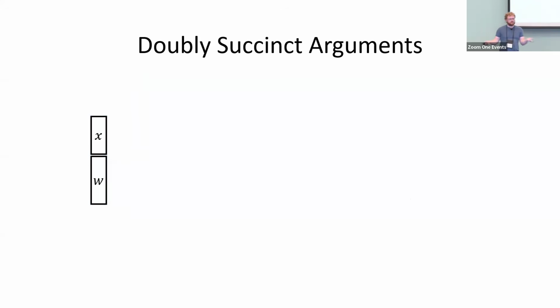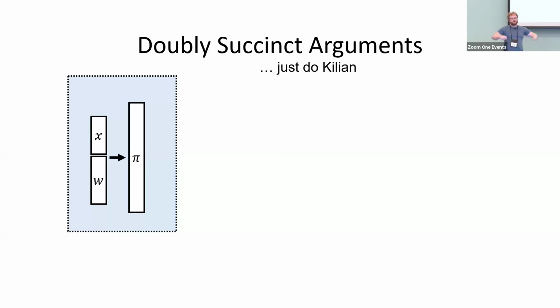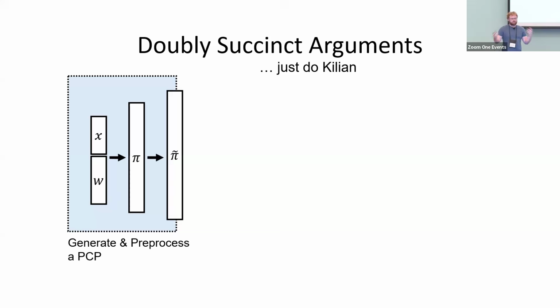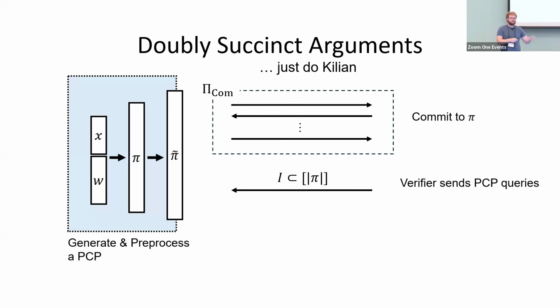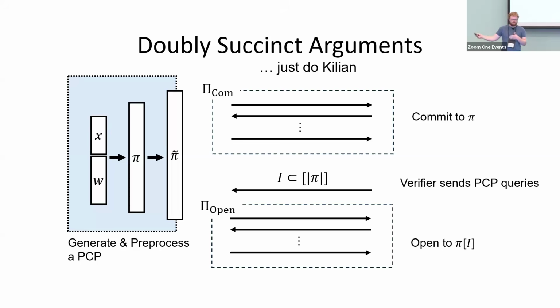And the construction here is maybe exactly what you'd expect now that we have commitments. Just do Kilian. First you generate a PCP for the statement that you're trying to prove, and then you preprocess it using the commitment scheme, and then you commit to the PCP, and the verifier sends PCP queries, and you open to those PCP queries. The verifier can then check both the openings and the PCP verifier and be convinced.